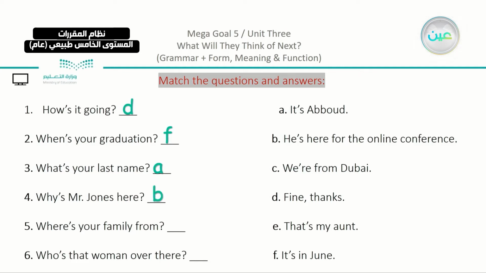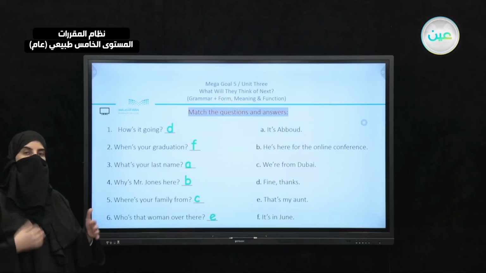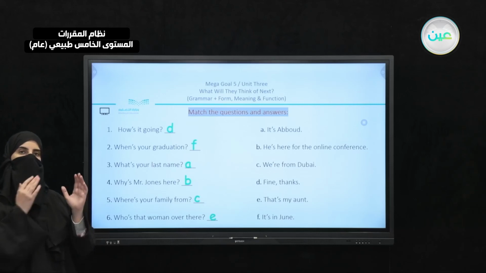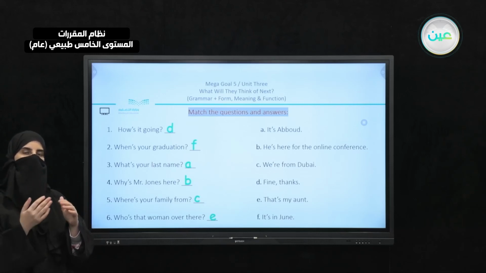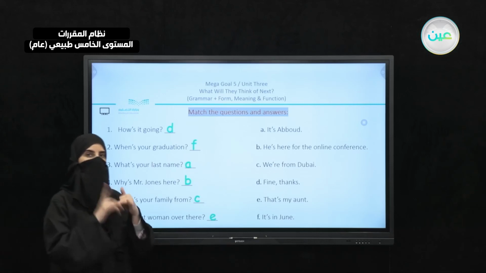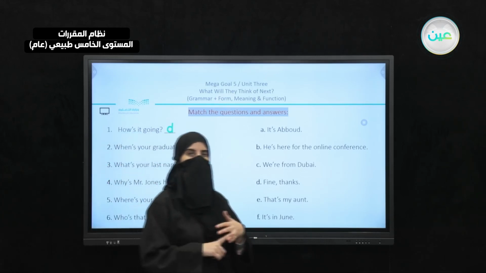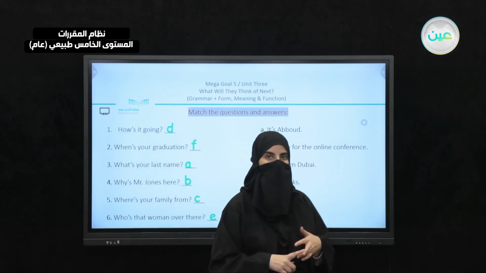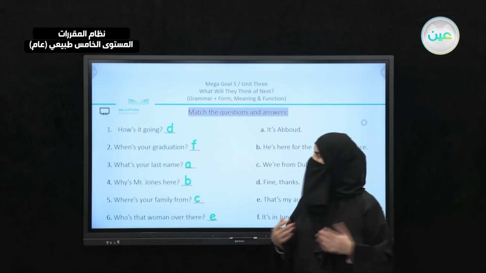B. Where's your family from? Where is the family from? We have here, we're going to say we're from Dubai. And who's that woman over there? That's my aunt. So actually here the answers are very easy, but we applied them very quickly because the beginning of the sentence tells us what we have. We have here either a place, we're asking about a person, or we are asking about a time. So here it's different from one thing to another.